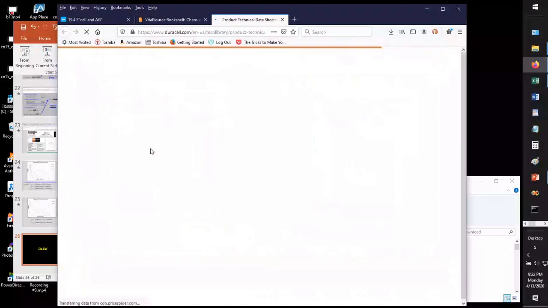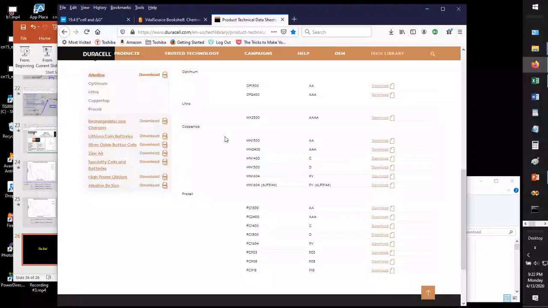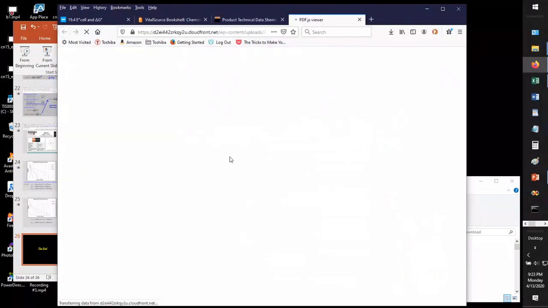This is a data sheet for Duracell. So they have all different batteries, everything they make is here. You can download the spec sheets. Like here's their D, MN 1300. That's what I had copy pasted. And for example, here's their MN 2400 AAA. Could have a look at that.